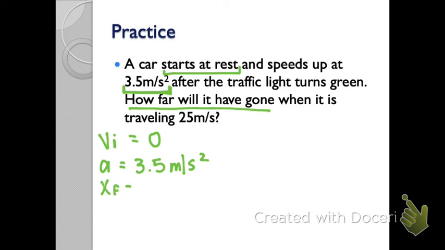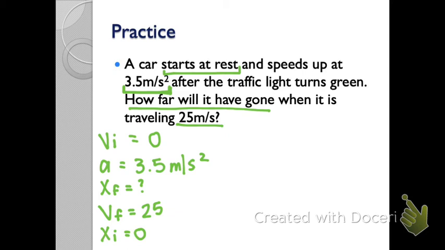X final is my question mark, right? My final displacement. And it says, by the time it reaches a point of traveling 25 meters per second. So that has to be my velocity final, right? Because my unit is meters per second, so it has to be velocity. So what do I know about my initial displacement, or xi? About 95% of the time, xi is going to be 0. It's going to be rare for us that xi is not 0.